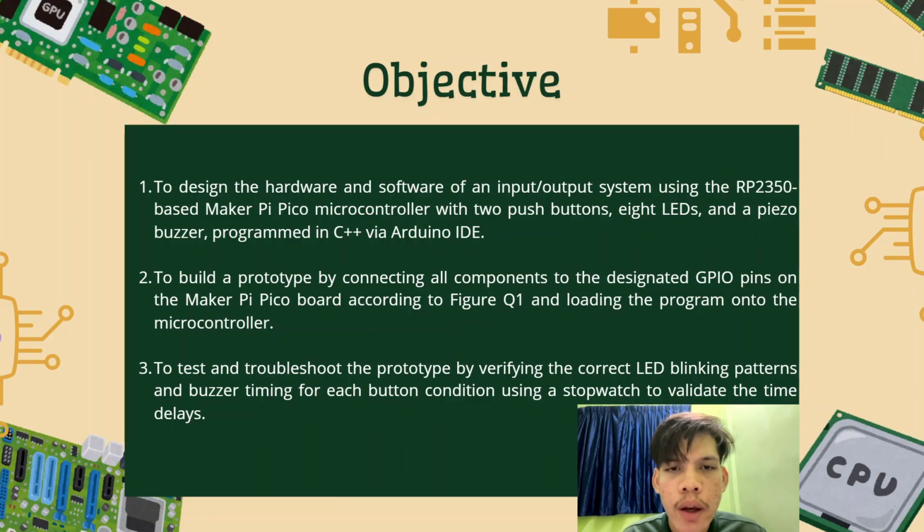And our lab has three main objectives. The first one, we aim to design both the hardware and software of an input-output system using the RP2350 microcontroller, incorporating two push buttons, LEDs and buzzer, all programmed in C++ through the Arduino IDE. The second one, we will build a working prototype by wiring all components to their designated GPIO pins according to the circuit diagram shown in figure Q1, then uploading the program onto the microcontroller.